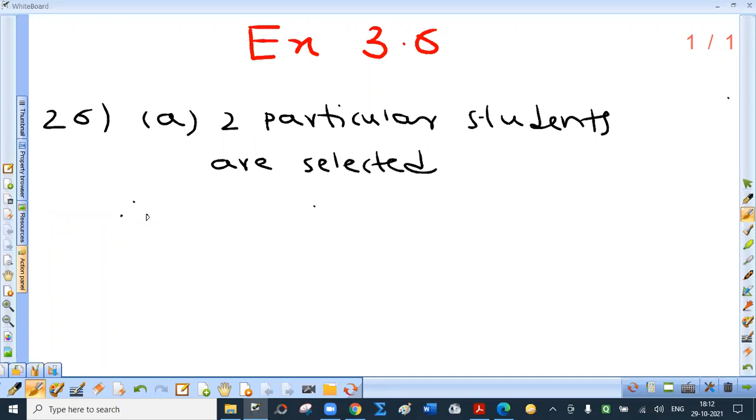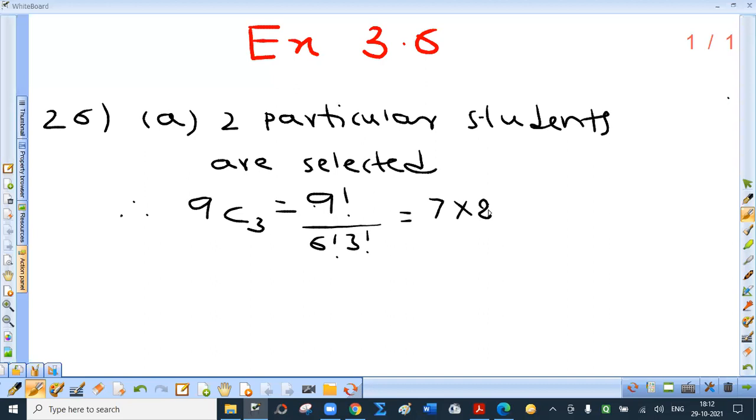Therefore, total number of selections equal to, write down. It is what? 84.